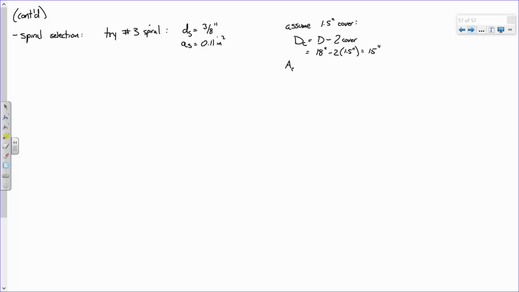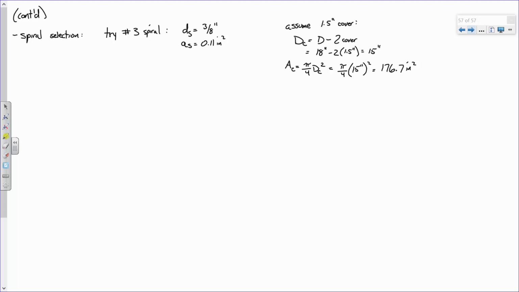So the area of the core is pi over 4, the diameter of the core squared, which is pi over 4 times 15 inches squared. And what's that? 176.7, we'll just leave it there, inches squared. Do I have a second on that? Okay, and so the area of the core is 176.7. What was the actual gross area of the column? It was 254.5. Okay, all right.